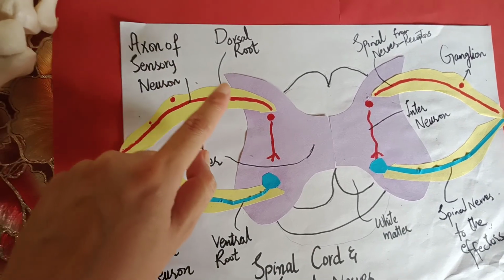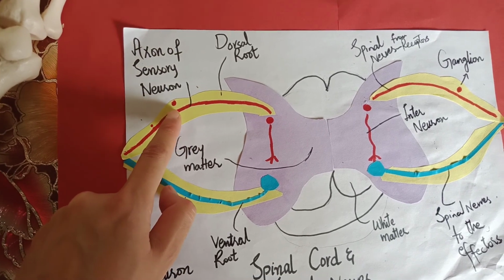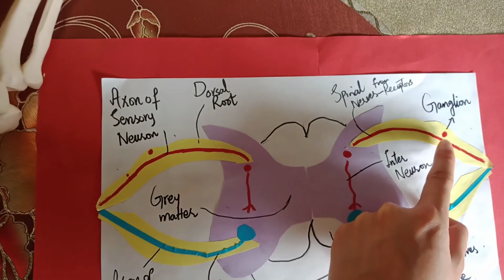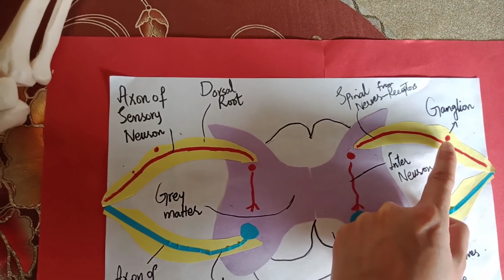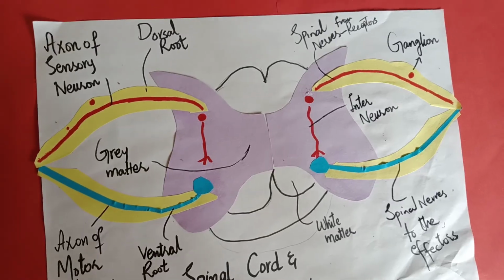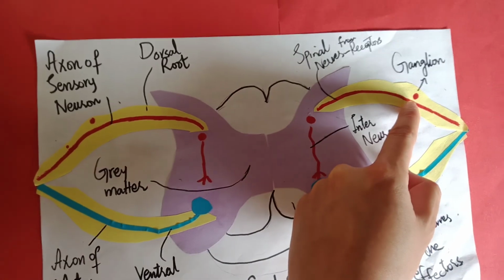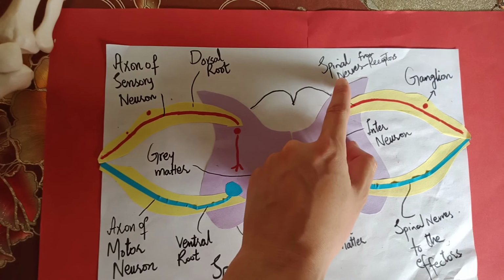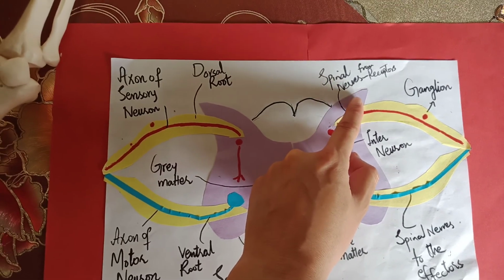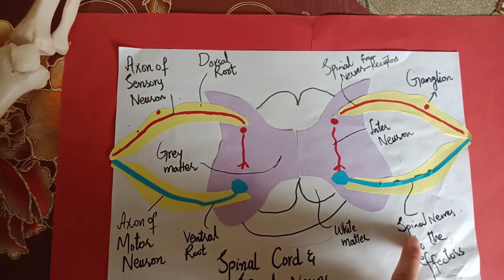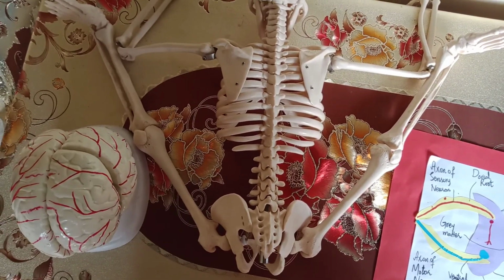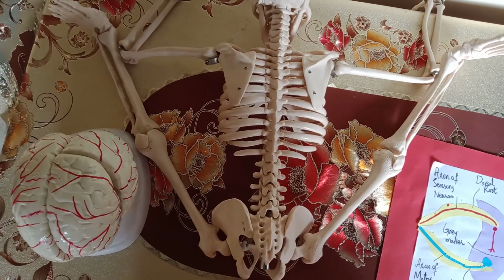The dorsal root also contains the ganglia. As you can see, here are the ganglia, which are clusters of neurons, and here the cell bodies are located. These are the spinal nerves from the receptors, and these are the spinal nerves to the effectors. And now I will discuss the spinal cord functions.